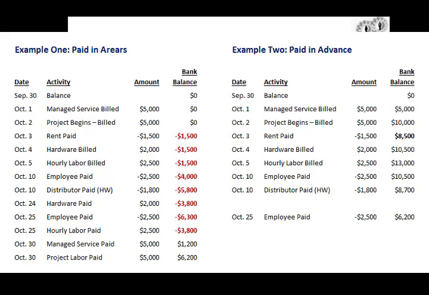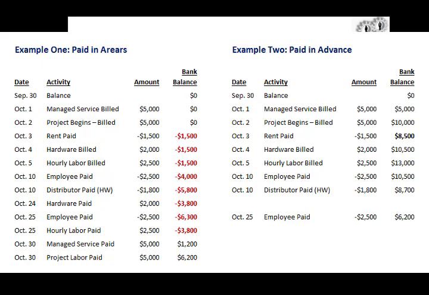So September 30th, your balance is $0. October 1st, you ding credit cards for $5,000. And you know what? Yeah, strictly speaking, it might take two business days for that to settle into your bank account. But basically, you got $5,000 in the bank. And then you bill for project labor. Boom, you got $10,000 in the bank. Then you pay your rent, so now you got $8,500. You bill somebody for hardware, and you bill them and ding their credit card. Now you got $10,000 in the bank.